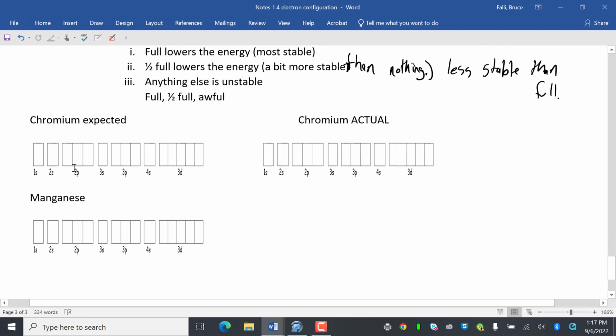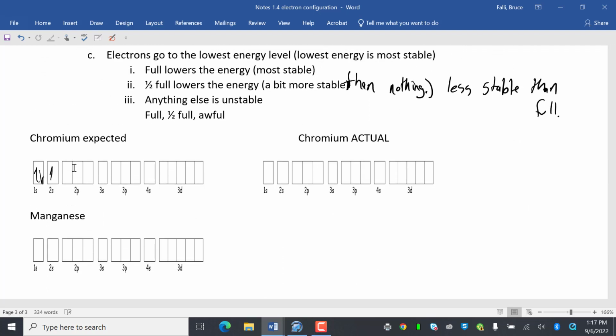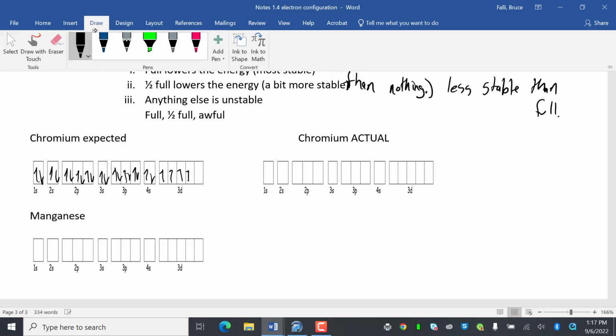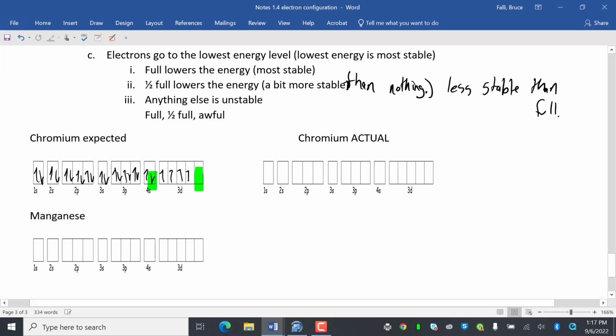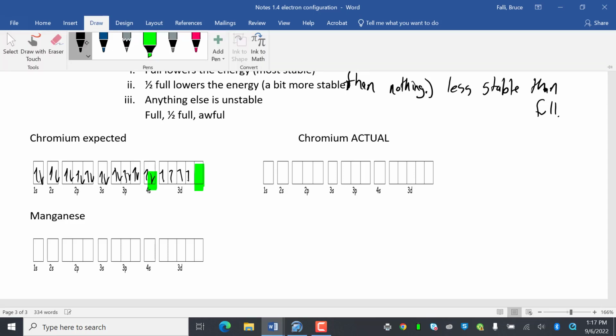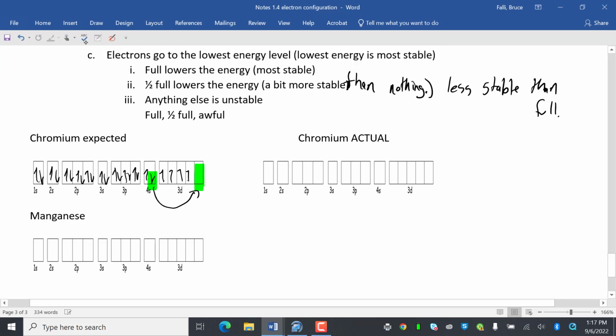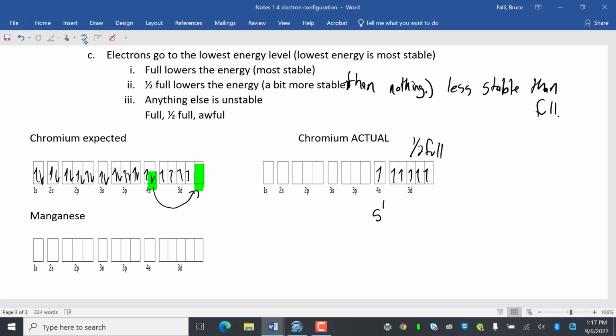Oh no! Can I do it in time? Chromium's expected 1s2, 2s2, 2p6, 3s, 3p. So the expected would be up, down, 1, 2, 3, 4. But what really happens is, you see how this is full and this is not full? What happens is it promotes one of them up. Okay, so when it promotes it up, that means I end up with S1 and D 1, 2, 3, 4, 5. This makes it half full, and that's awesome.